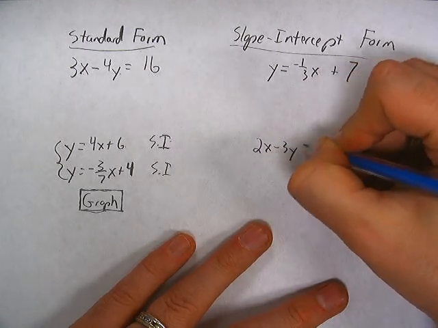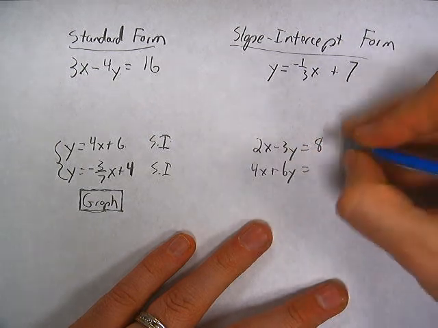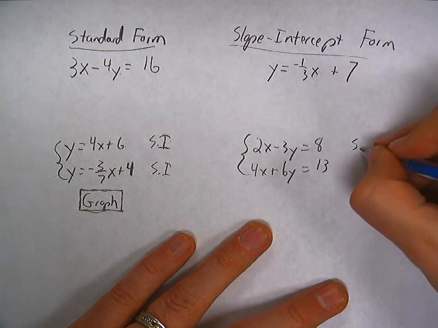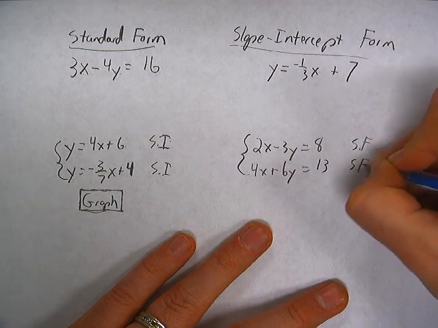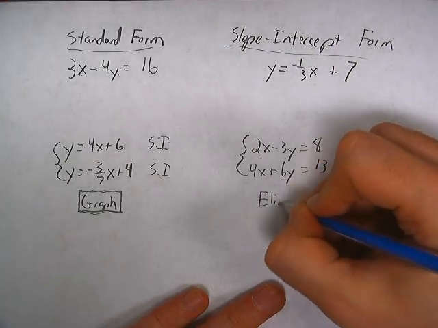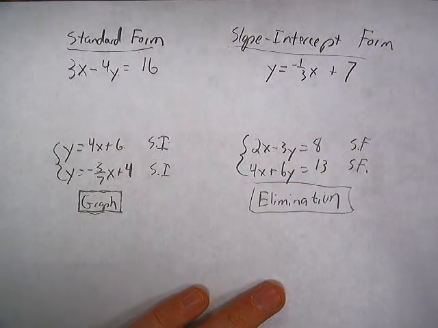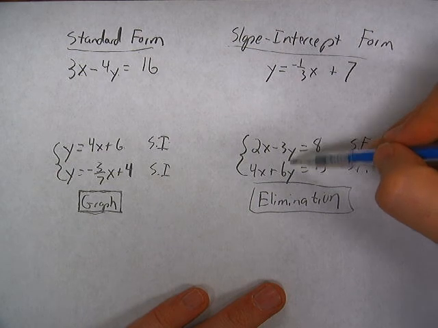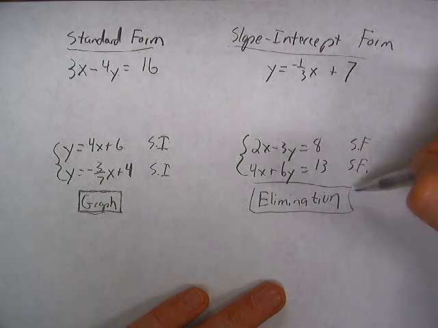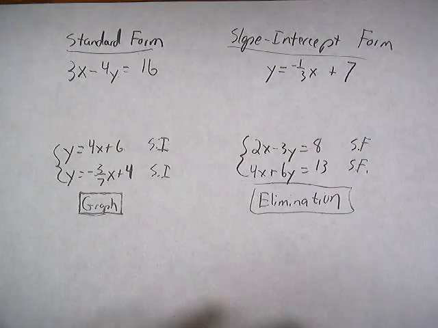2x minus 3y is equal to 8, and 4x plus 6y is equal to 13. In this case, I've got standard form and standard form. If they're both in standard form, that one is going to be a method called elimination. And once again, if you're looking at a problem that looks like this and you want help on solving it, you can fast forward to my elimination videos. There's actually 3 of those. Go ahead and watch those and you can see how to go through the elimination step.